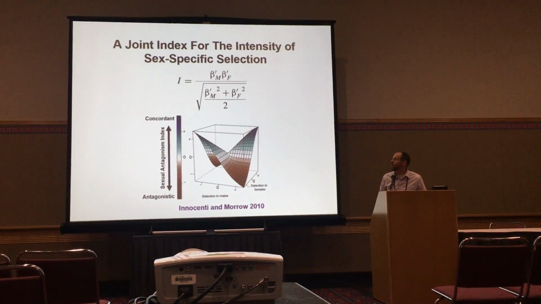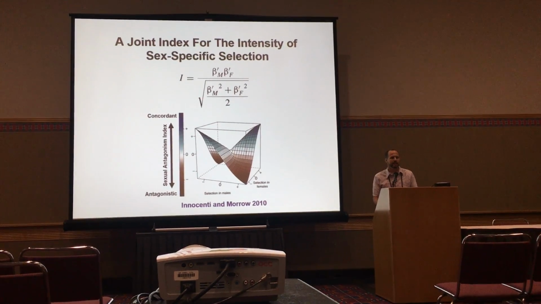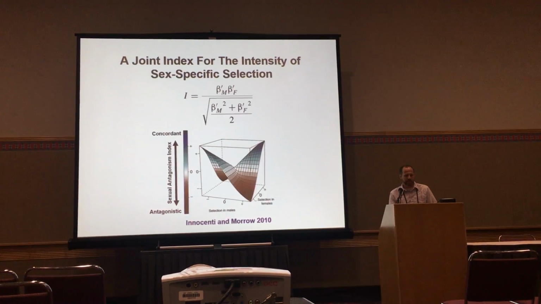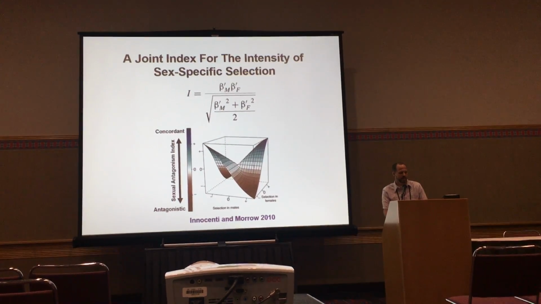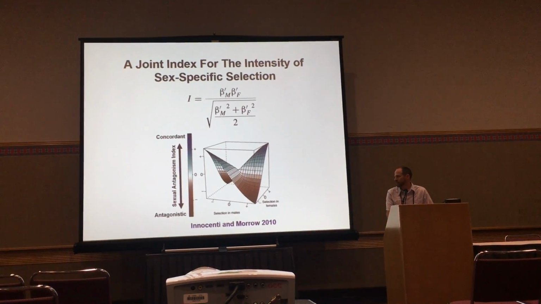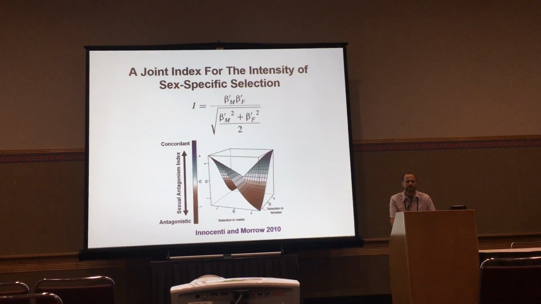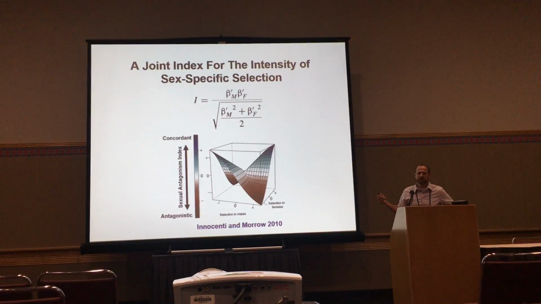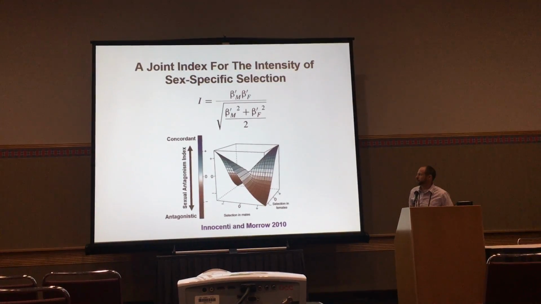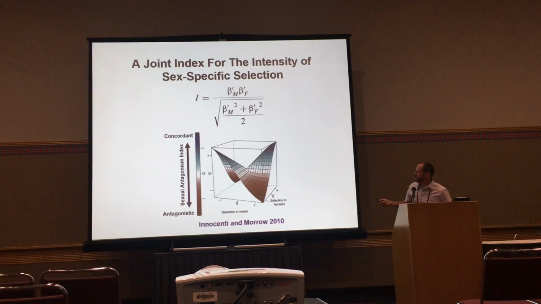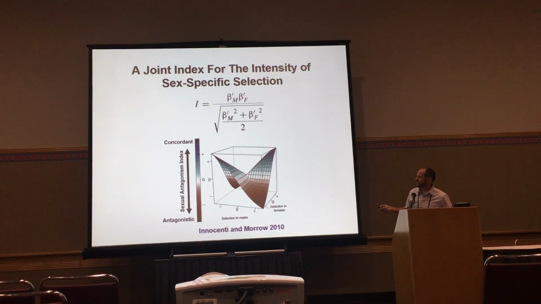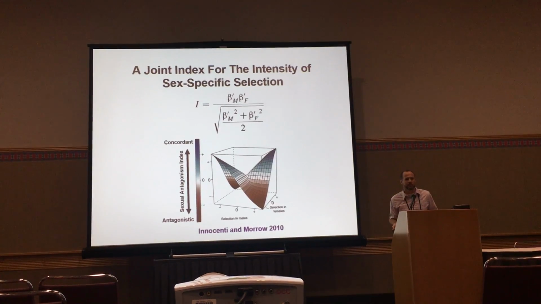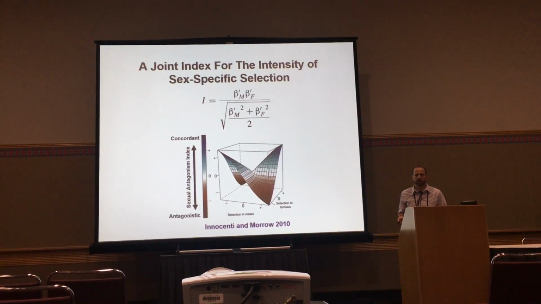And then to quantify how antagonistic the selection was, I used this joint index for the intensity of sex-specific selection. This came from the Innocenti and Morrow 2010 paper. And the way this index works, you can see the equation there. You're putting in the selection estimates from both sexes. But if you have no selection in one sex, no matter what selection is doing in the other, you're always going to get a 0 value.